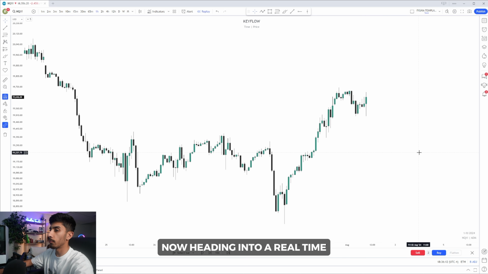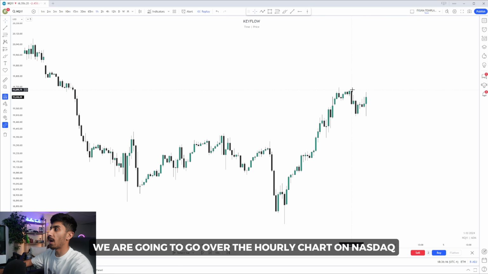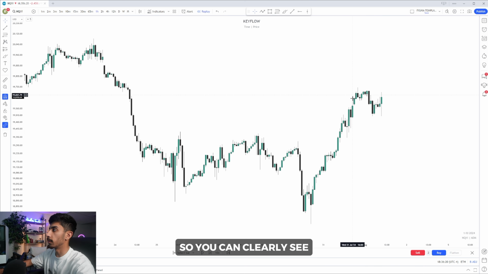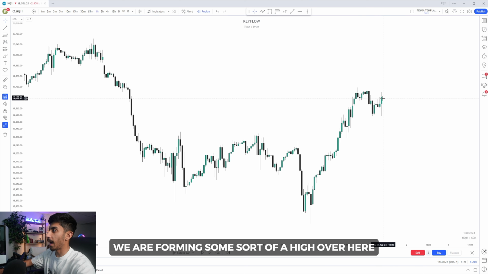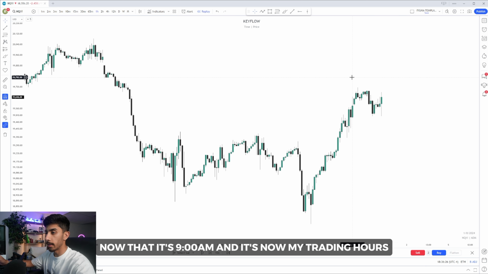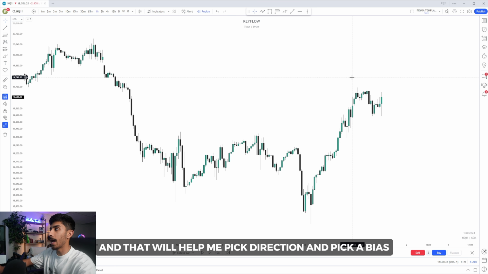Now, heading into a real-time example of a trade that I actually took, we're going to go over the hourly chart on NASDAQ for Thursday's price action. So you can clearly see we are forming some sort of a high over here. This is 9 a.m. And now that it's 9 a.m. and it's my trading hours, I want to see, do we have SMT at any high or any low? And that will help me pick direction and pick a bias.